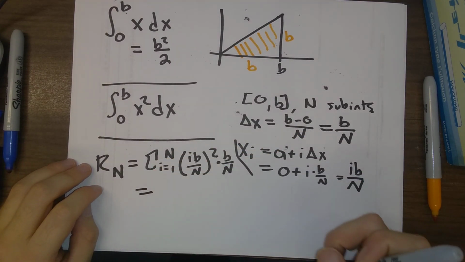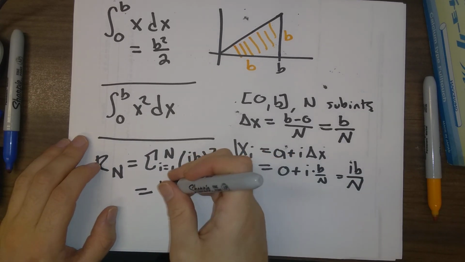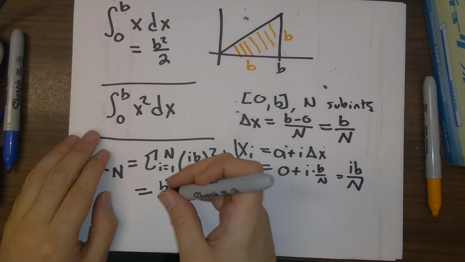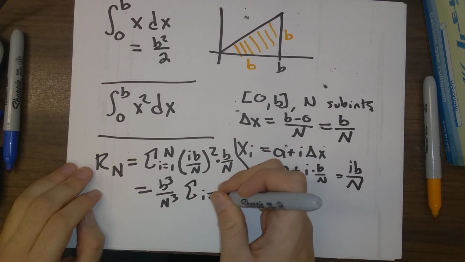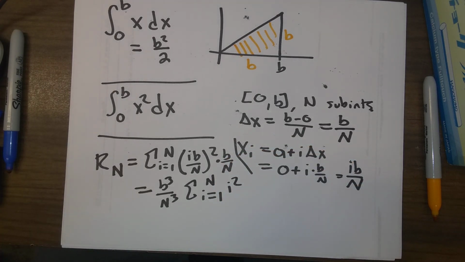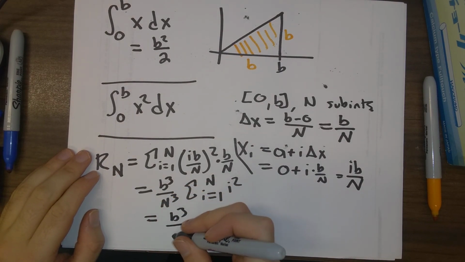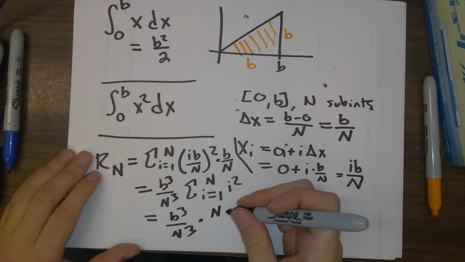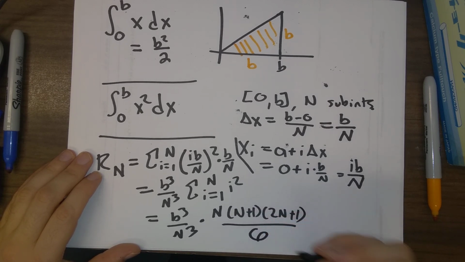So what do we see here? We end up with, so there's a b squared and another b, so a b cubed, we can move outside the sum. We're dividing by n squared, we're also dividing by n, so we can move out an n cubed outside our sum. So now we're just left with the sum from i from 1 to n of i squared. So this is one of the power sums that we know from before. So this is n times n plus 1 times 2n plus 1 divided by 6.